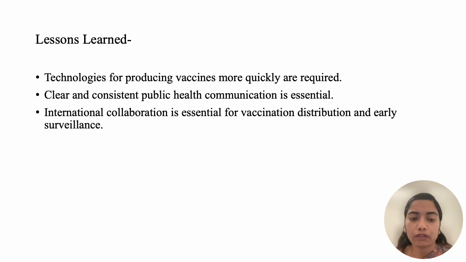The lessons learned from this pandemic are the need to enhance vaccine production and prepare for the future pandemics was one of the most important lessons learned. In order to counteract disinformation and public mistrust, public health communications also needs to be streamlined. Also, clear and consistent public health communication is essential. International collaboration is essential for vaccine distribution and early surveillance. And technologies for producing vaccines more quickly are required for future pandemics.